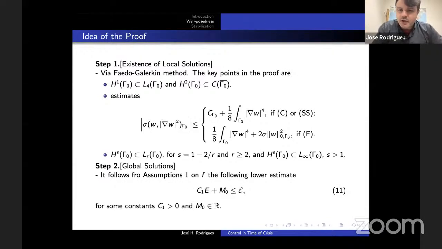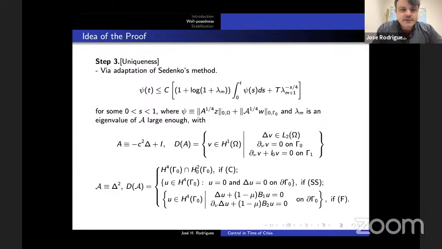And in order to obtain global solutions, assumption one on the nonlinearity F allows us to obtain the following lower estimate for the energy. And with this lower estimate, we can use standard arguments, Gronwall inequalities, and extend solutions to any time t.